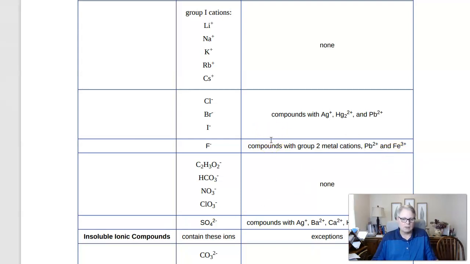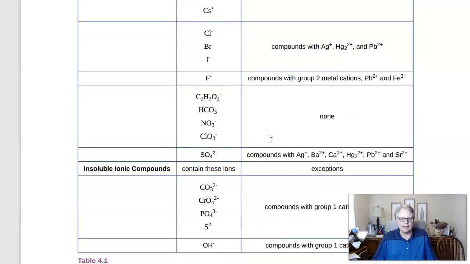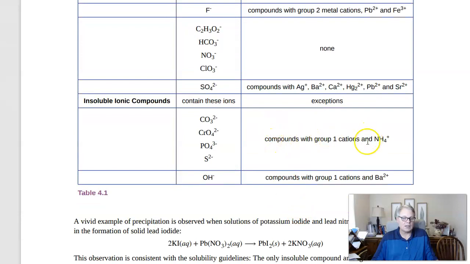Okay? So, a little practice here. Let's say I'm dealing with iron 3 carbonate. Soluble or insoluble? Well, here's carbonates. Carbonates are generally insoluble except for compounds with group 1 and ammonium. Is iron a group 1 or ammonium? No. So therefore, iron 3 carbonate would be insoluble.